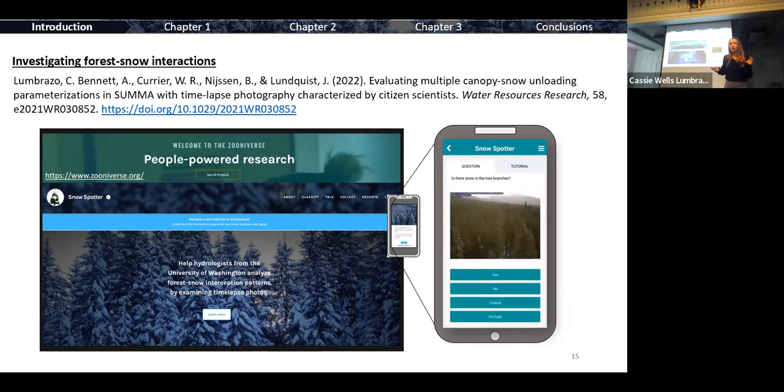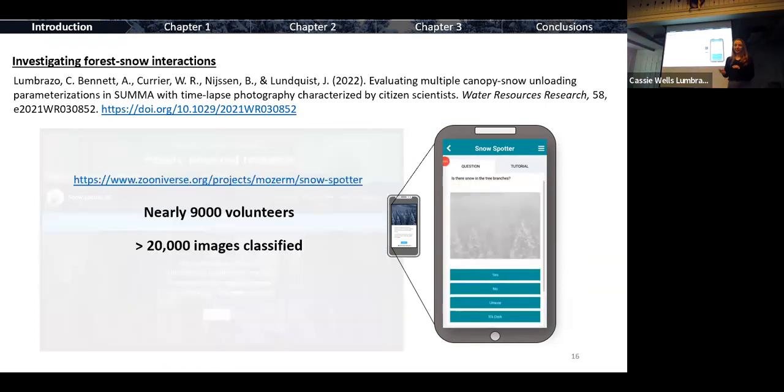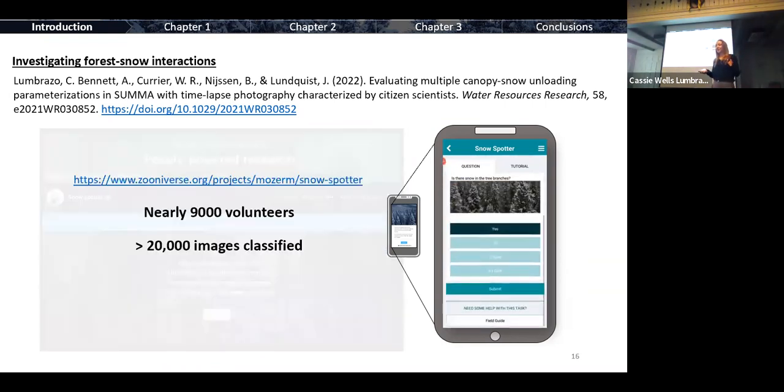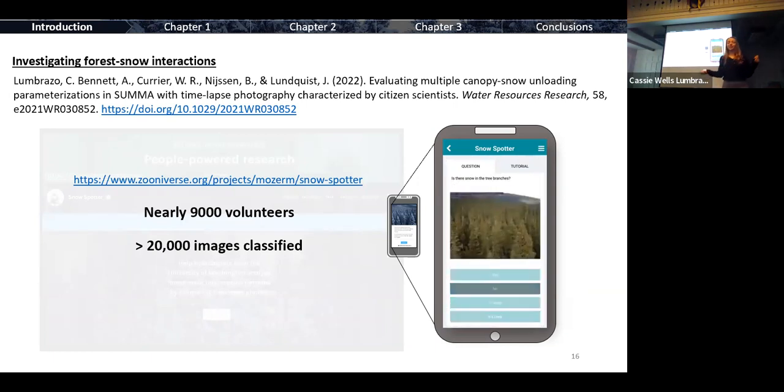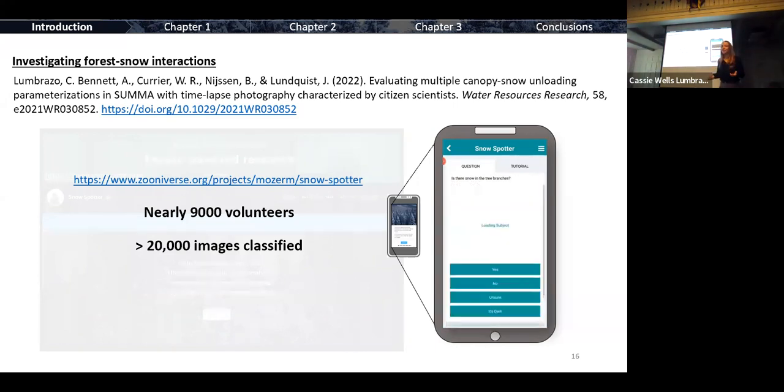So this was a simple binary classification by a citizen scientist of these images. And it was hugely successful. It was a really cool project. People loved looking at these photos. There's 9,000 volunteers and 20,000 images more now classified. And we have undergraduates that have helped us on this work. And it's a really great learning mechanism for many people.